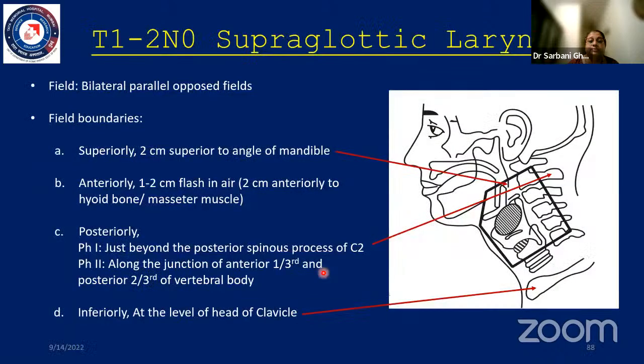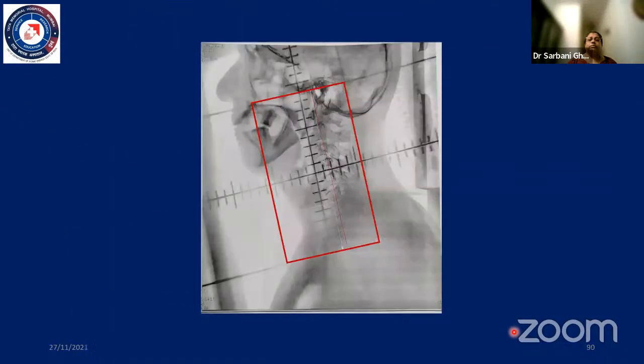Now, coming to T1, T2 supraglottic larynx, this is classically what has been described in the textbooks. So you have the superior border along the inferior border of the mandible, anteriorly again in air. Posteriorly, it is beyond the spinous process of C2. At phase 2, you come off the cord, and inferiorly at the level of the head of the clavicle. Okay, this is for supraglottic cancer, and this is the off-cord field, and this is what I would show you.